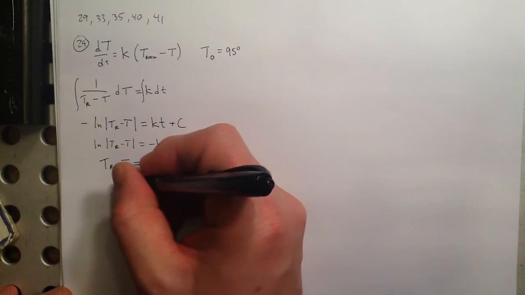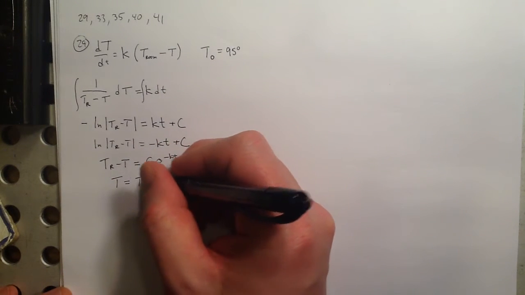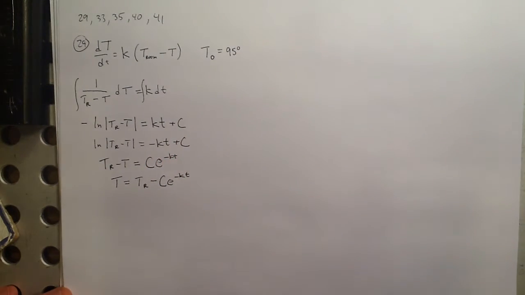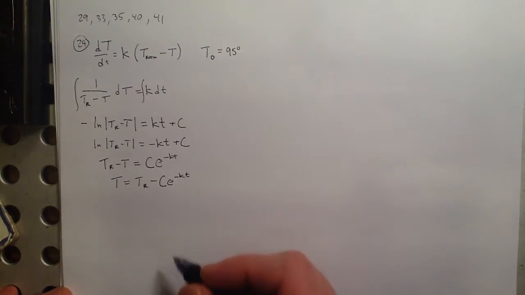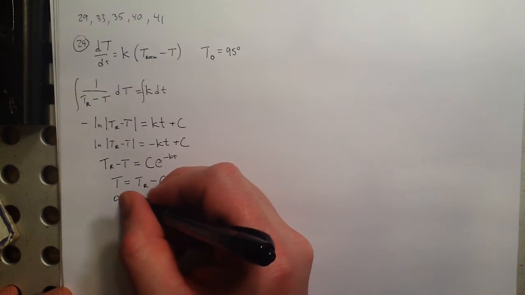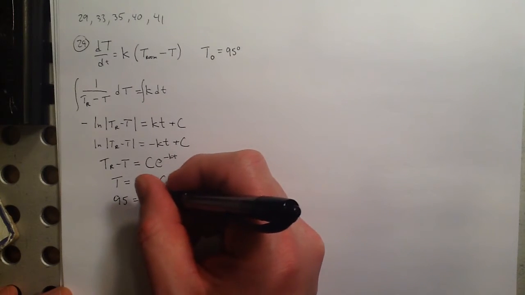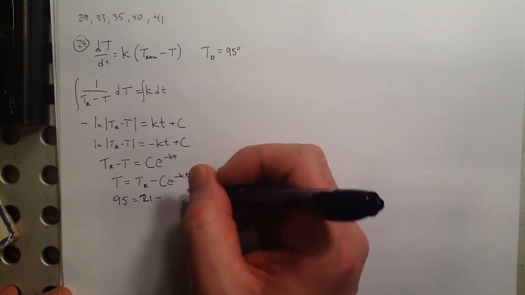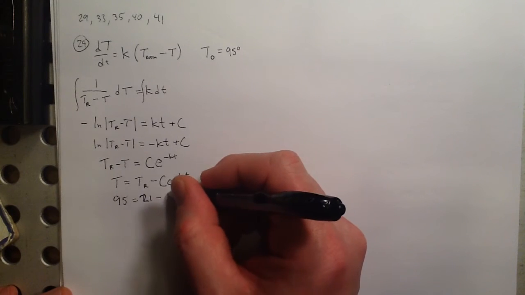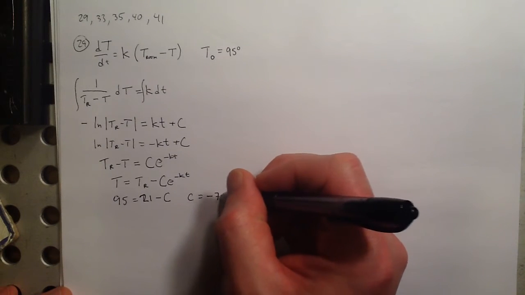So the temperature of the object in the room is equal to the temperature of the room minus C e to the negative Kt. And my initial value says that at time 0, the temperature is 95. So that means 95 is equal to the temperature of the room, which I also know, what is it, 21? 21 minus C e to the 0, and e to the 0 is 1, so that's just C. So my C is equal to negative 74.